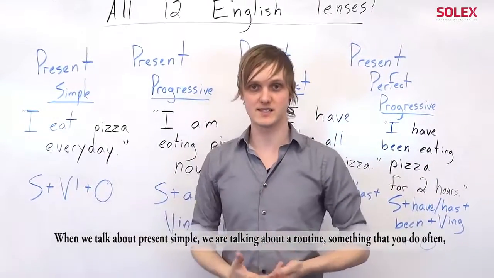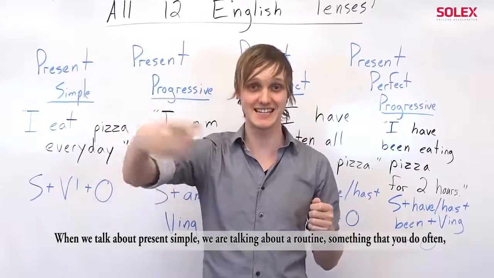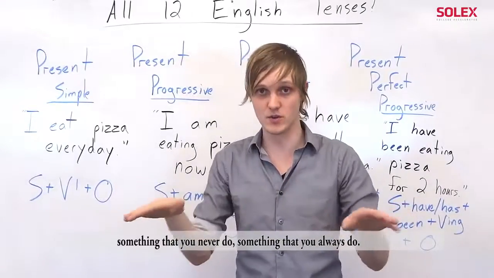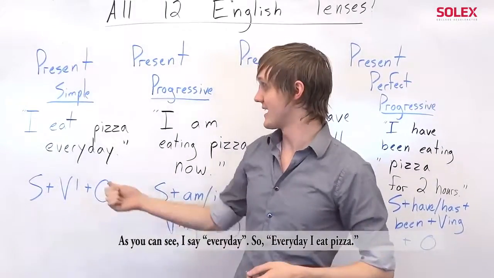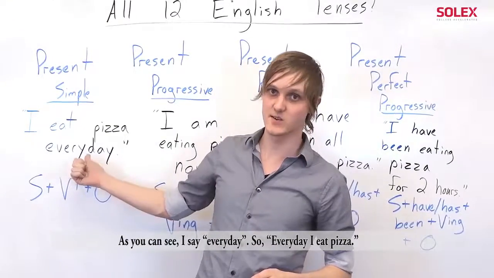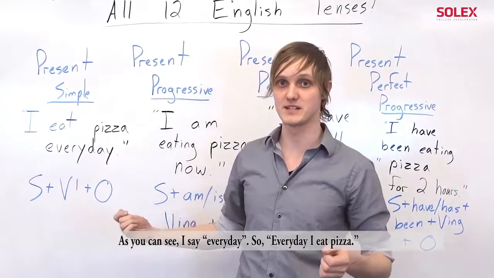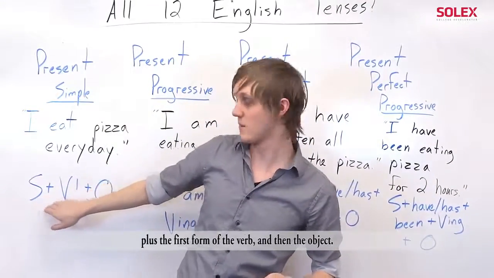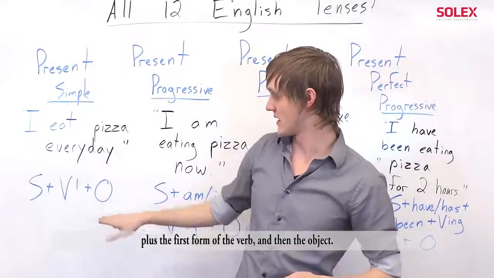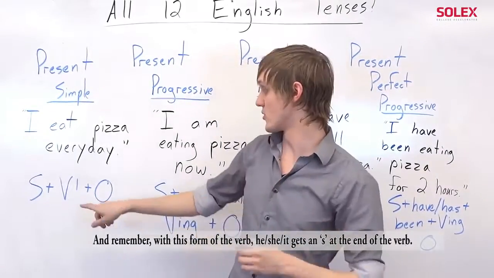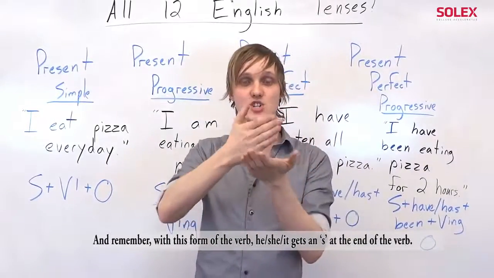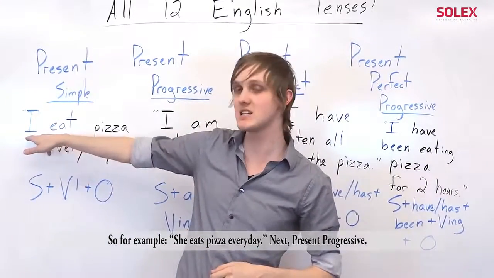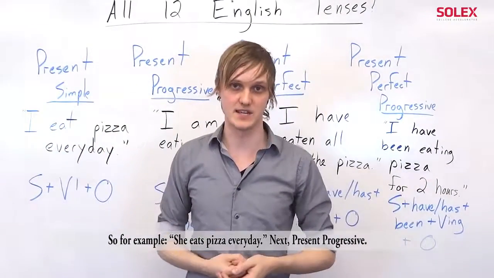When we talk about present simple, we are talking about a routine, something that you do often, something that you never do, something that you always do. And as you can see, I say every day. So every day I eat pizza. Now, we make the present simple by using the subject plus the first form of the verb and then the object. And remember, with this form of the verb, he, she, it gets an S at the end of the verb. So for example, she eats pizza every day.